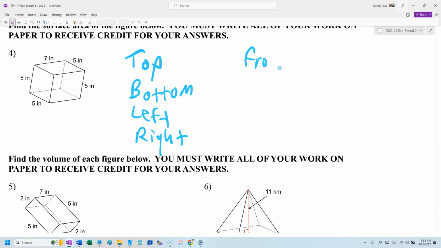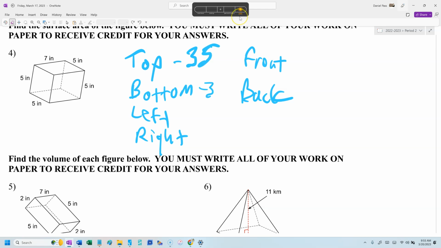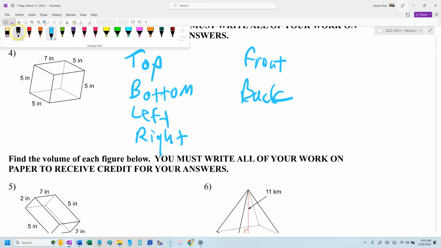Front, back. So we've got to get all the sides. Okay, what do we have? The top is 7 times 5, so 35. Bottom is the same. Let me do a different color. Okay, keep going. And then 5 times 5.